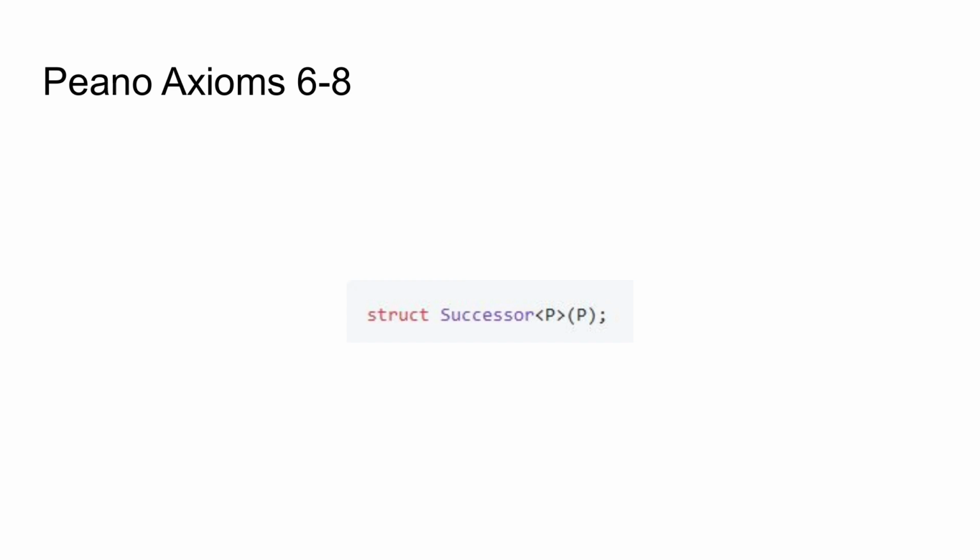Okay, moving on. Axioms 6 to 8 are also handled by a single line, which defines successor to be another struct. It's a generic struct taking in the value that we want to succeed, and it contains one field, which is that prior data type. Okay then, that was pretty simple.